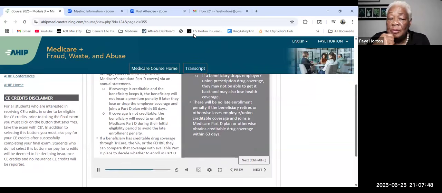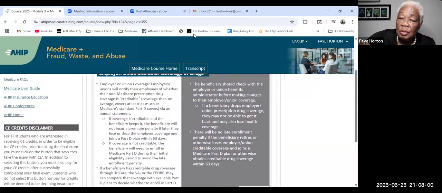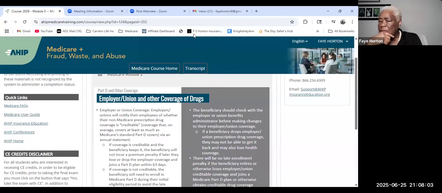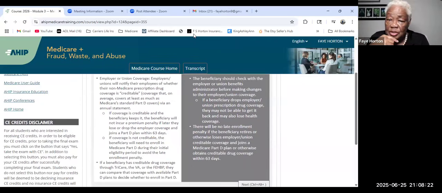If the beneficiary has credible drug coverage through TRICARE, the VA, or the federal employee plan, they can compare that coverage with available Part D plans to decide whether to enroll in a Part D plan. The beneficiary should check with their employer or union before making changes to their employer union coverage. If a beneficiary drops employer union prescription drug coverage, they may not be able to get it back. They may also lose health coverage.